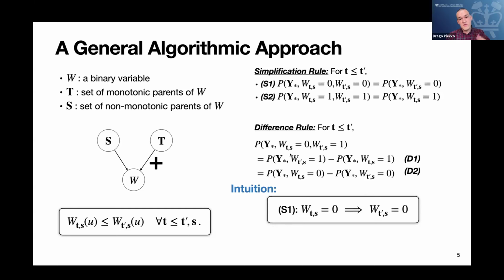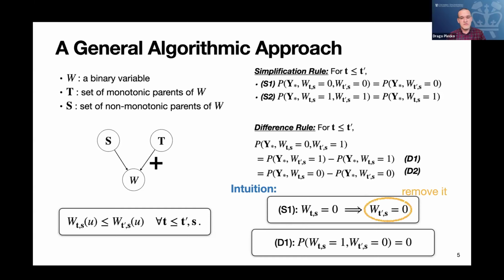Now, the second set of rules, which we call the difference rules, are very similar, but on top of using monotonicity, we're also applying the law of total probability. What we know is that the term P of W sub T, S equals 1 and W sub T prime, S equals 0 is always 0. This is a direct implication of monotonicity. By using this insight that this term is 0 and using the law of total probability, we can prove the two difference rules here.